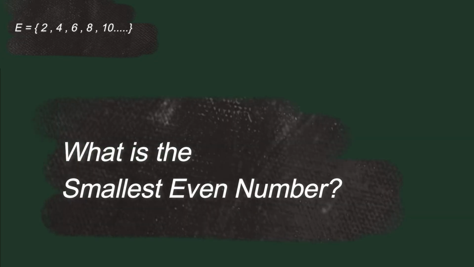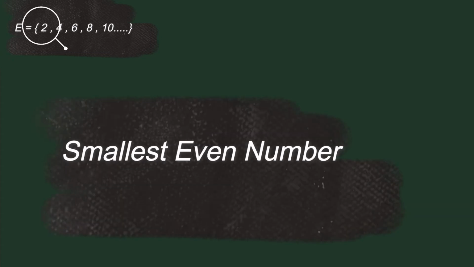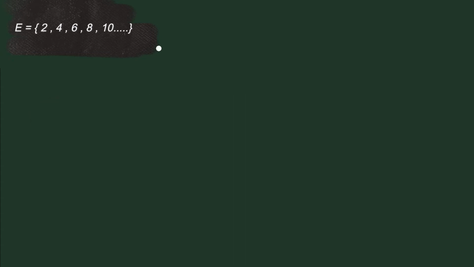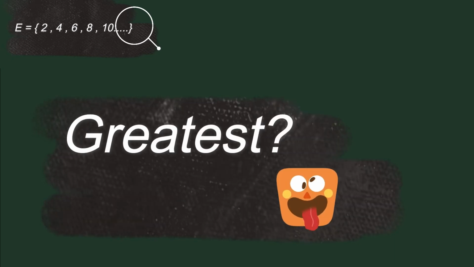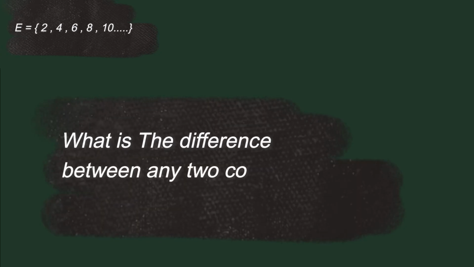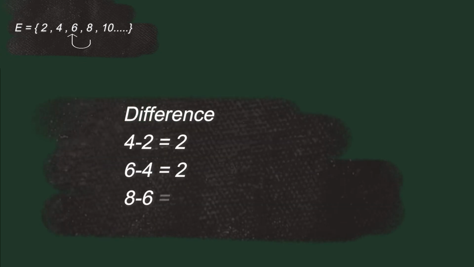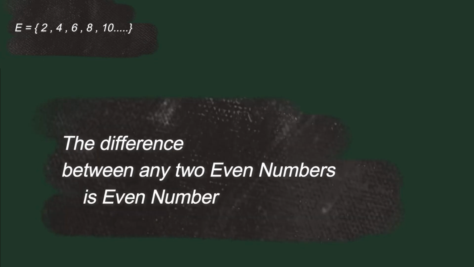What is the smallest even number? The smallest even number is 2 and the greatest could not be determined. What is the difference between any two consecutive even numbers? The difference between any two consecutive even numbers is 2. The difference between any two even numbers is an even number.